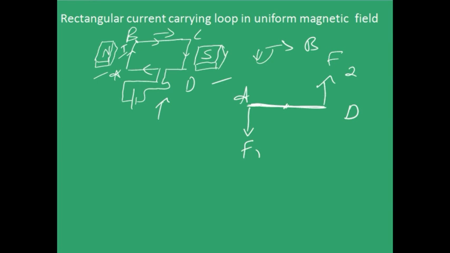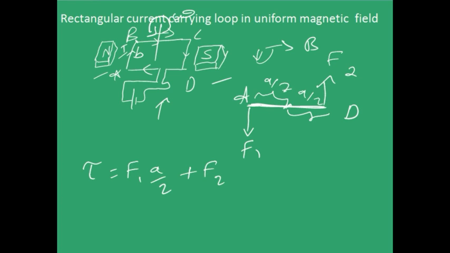Let the length of this rectangle be A and the breadth be B. So this is A by 2 from here to here, and this is also A by 2 if this is the center. Because of these forces, this rectangle tries to rotate in this direction with some angular velocity. Are you getting me? Now the torque, let it be tau. It will be F1 into A by 2, and there's one more term, F2 into A by 2.